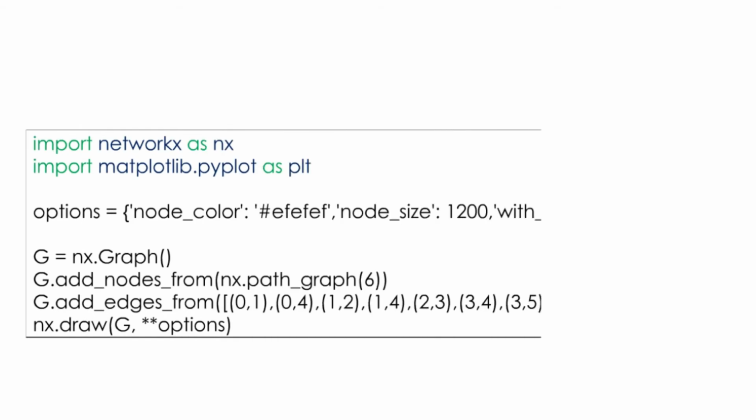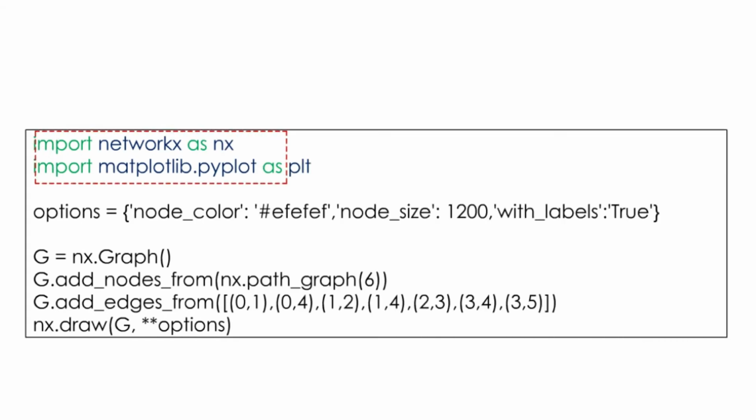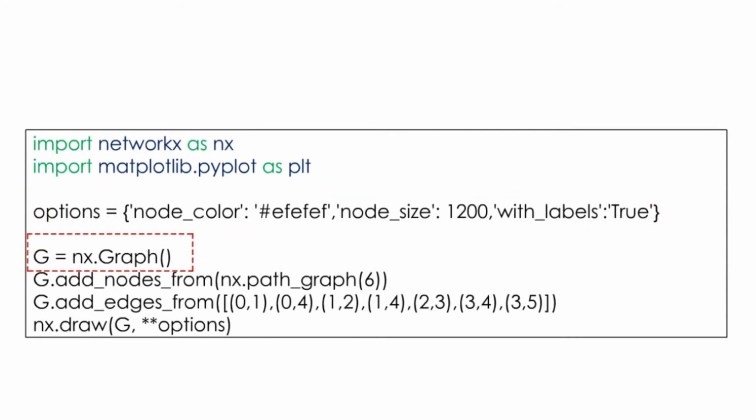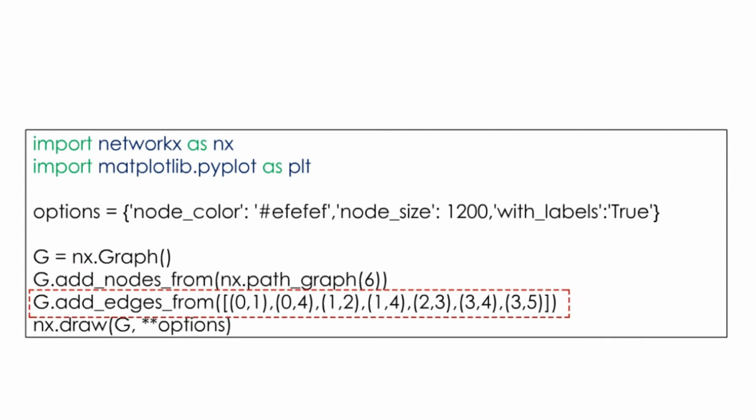We will use this code structure to generate the graph. This code is to import the libraries. This code will add node properties such as color, size and label. This code will create the empty graph. This code will create the graph with 6 nodes from 0 to 5. This code will draw edges from one node to another as shown here. Finally, this code will draw a complete graph with the properties as specified.